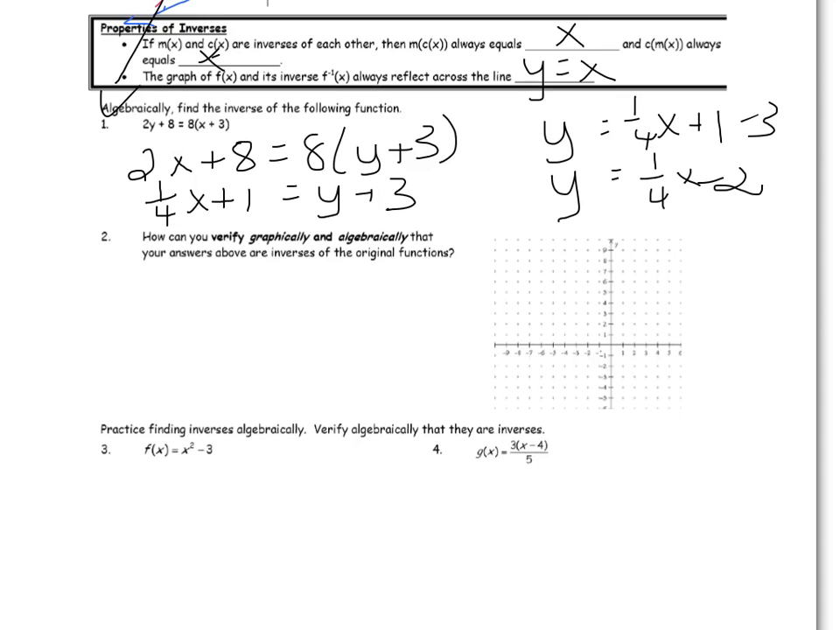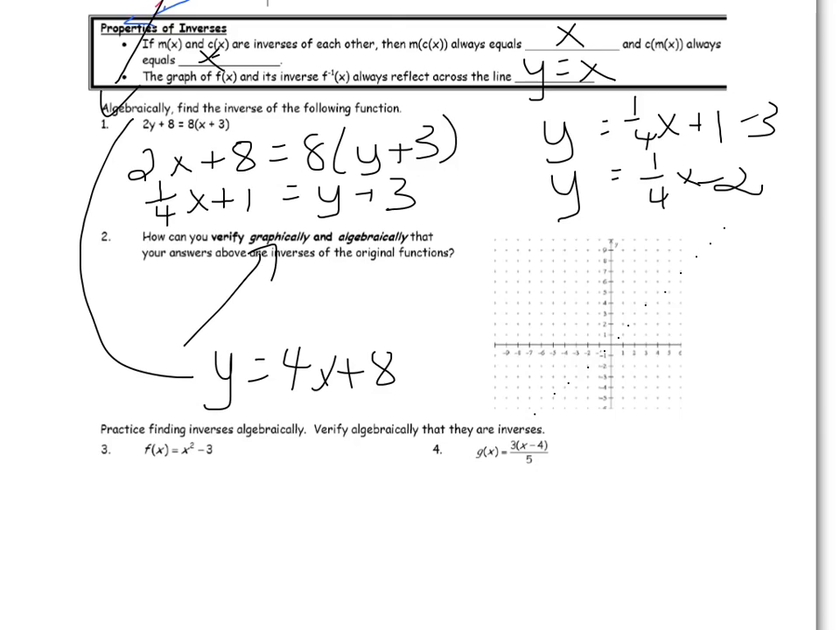Any questions on that? You should write them down on your sheet if you do have questions. And then verifying graphically, go ahead and graph it. See that your new line here reflects across the line y equals x with your initial line here. You may want to put that in slope-intercept form in order to graph that more easily. You should end up with y equals 4x plus 8. So go ahead and graph both of those and make sure that they do reflect across the line y equals x. Just put that in dotted and do your other ones in colored pencil so you can tell which is which.